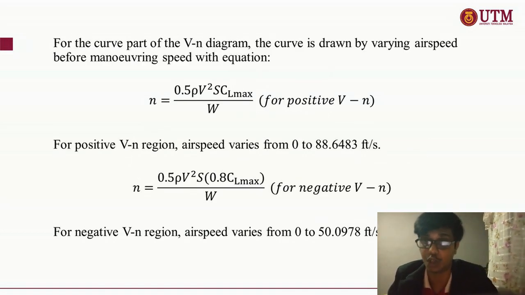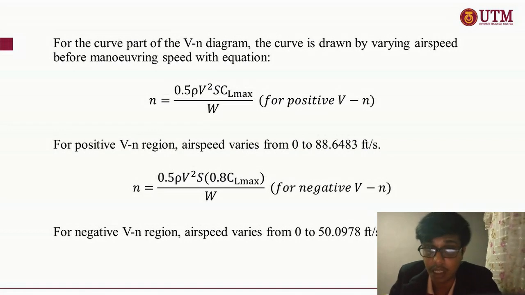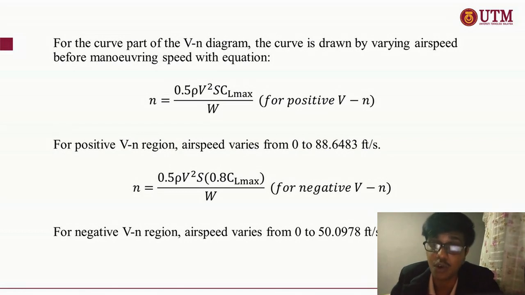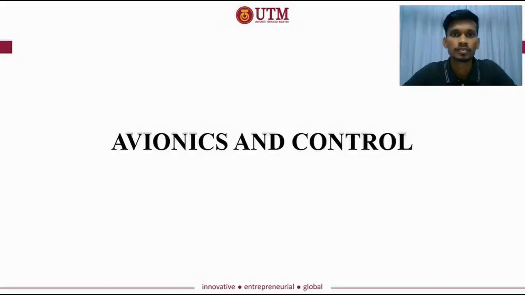For the curve part of the VN diagram, the curve is drawn by varying airspeed up to the maneuvering speed with the equation n equals 0.5 rho V squared S CL max over weight. For the positive n region, the airspeed varies from 0 to 88.6483 feet per second. For the negative n, the airspeed varies from 0 to 50.0978 feet per second. That's all for me. Thank you.